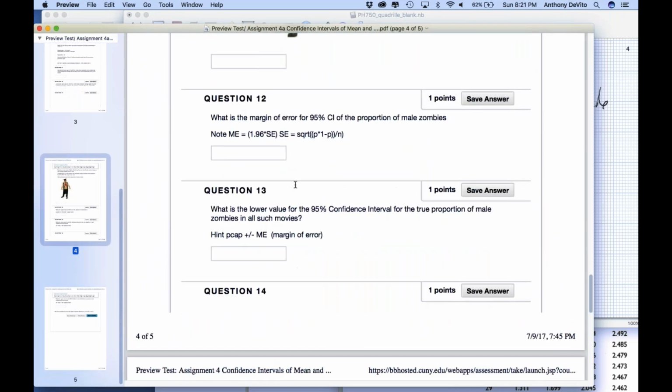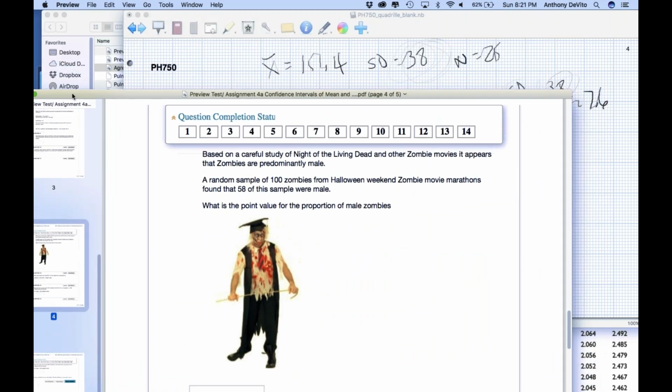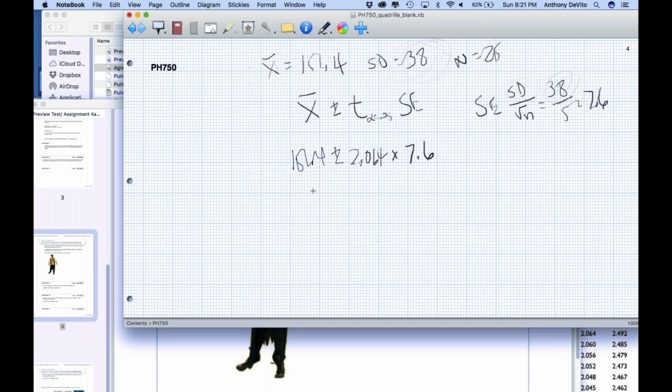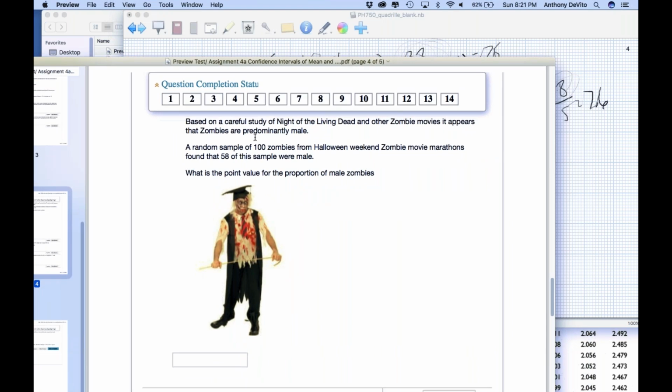Now for proportions, when we work with proportions, we're doing something very similar, except we're using a slightly different way of calculating the confidence interval for the proportions. First of all, when we're working with proportions, we typically are going to be working with large samples. So we usually will be using the z-value instead of the t-score for proportions.